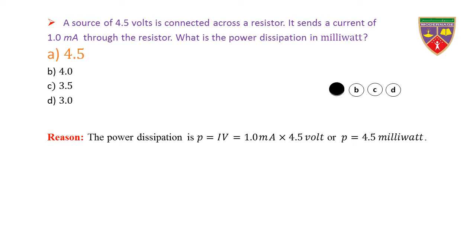Reason. The power dissipation P is equal to IV, which is equal to 1.0 milliampere into 4.5 volt, or power P is equal to 4.5 milliwatt, because ampere into volt is a watt and the current is in milliampere, therefore the power is also in milliwatt. Hence, power dissipation in the resistor is 4.5 milliwatt.